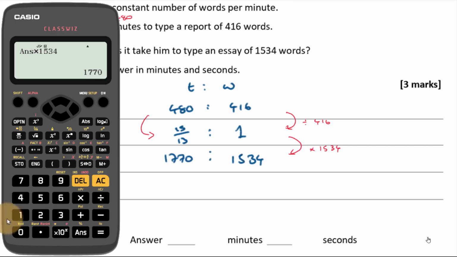To convert that into minutes and seconds, I'm going to divide it by 60. Now that's probably going to give me a horrible answer. Oh no, not that horrible. But then if I press the hours, minutes and seconds button over here, you can see it's going to convert it into 29 30, so that's going to give me 29 minutes and 30 seconds as my answer.